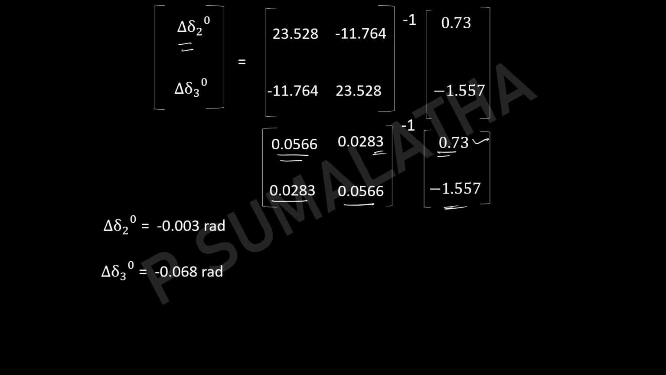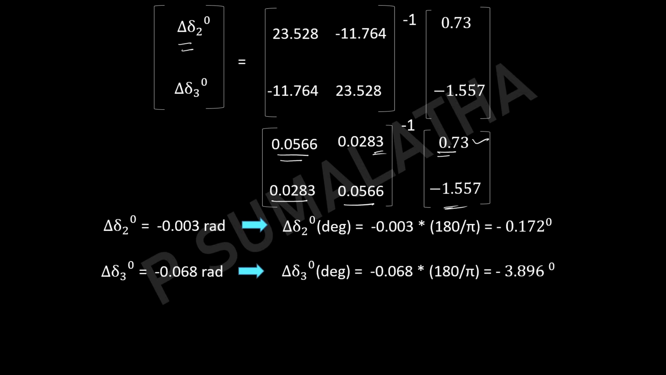Usually we represent the phase angles in degrees, not in radians. So let us convert these radians into degrees. To convert that, you need to multiply this radian value by 180 by pi. If you multiply, you are going to get minus 0.172 degrees. Similarly, we are going to get the change in the phase angle 3 in degrees. This value should be multiplied by 180 by pi, which results in minus 3.896.